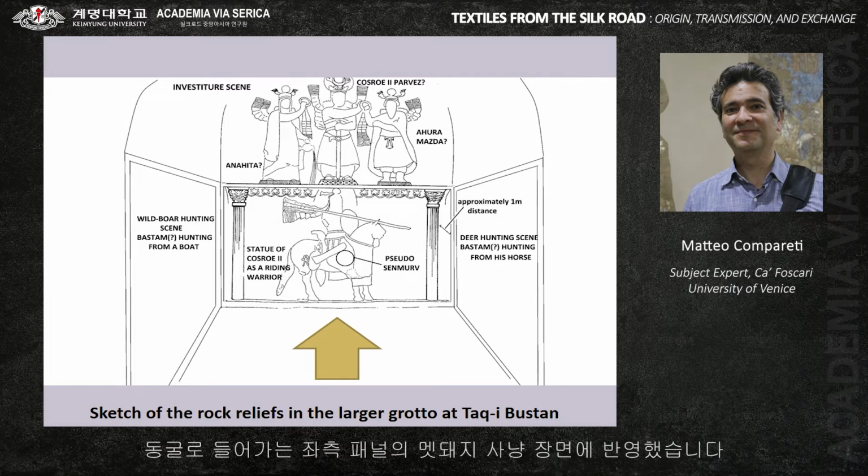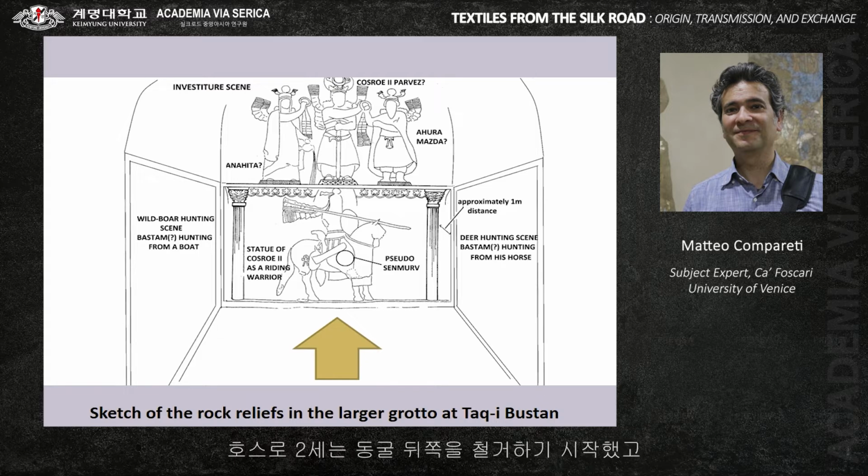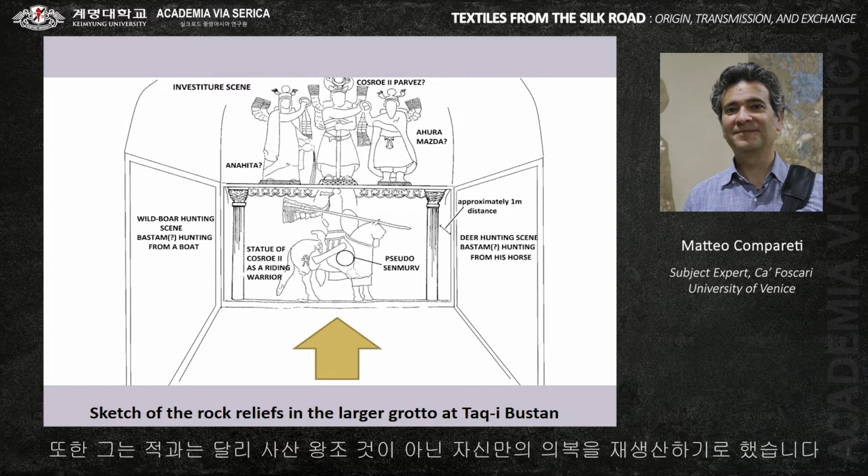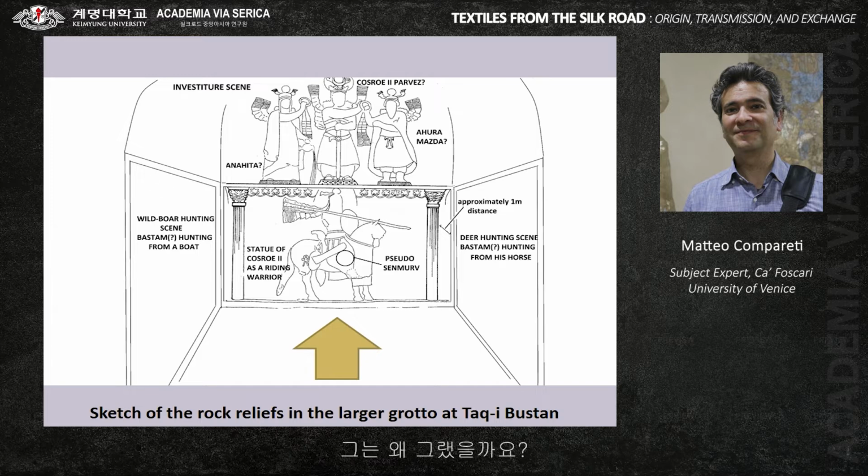We have it in the wild boar hunting scene in the left panel entering the grotto. On the back of the grotto, Khosrow starts the demolition and he starts to have some interesting decoration on his garment. He decided to reproduce on his own garment something which was not Sasanian, that his enemy took from Central Asia, most likely. And why he did this?